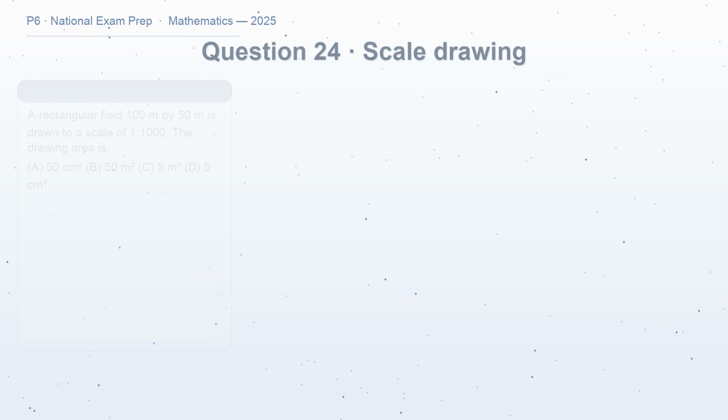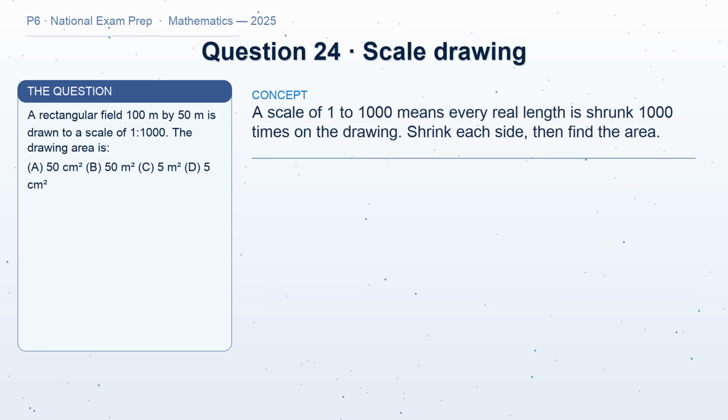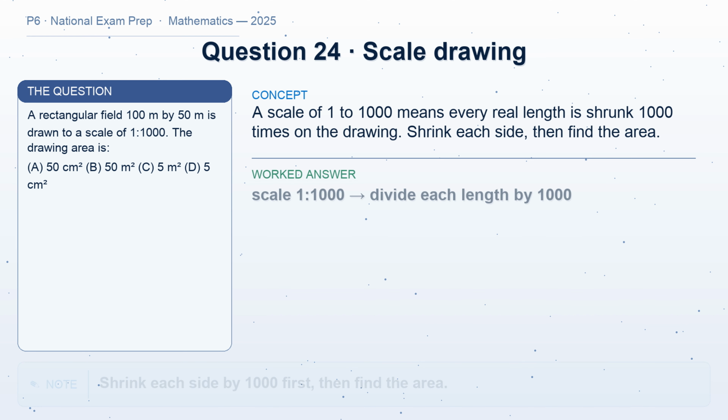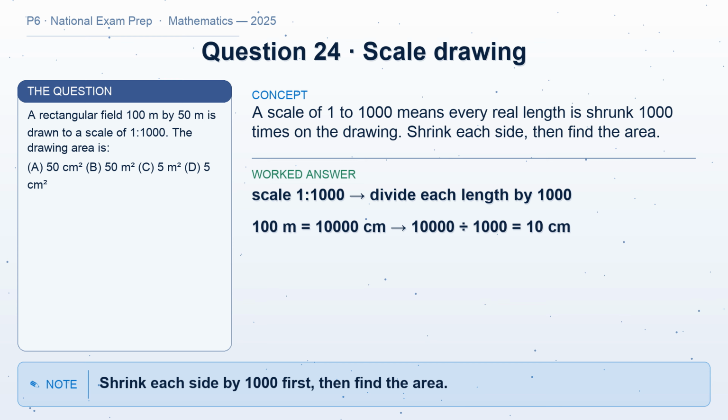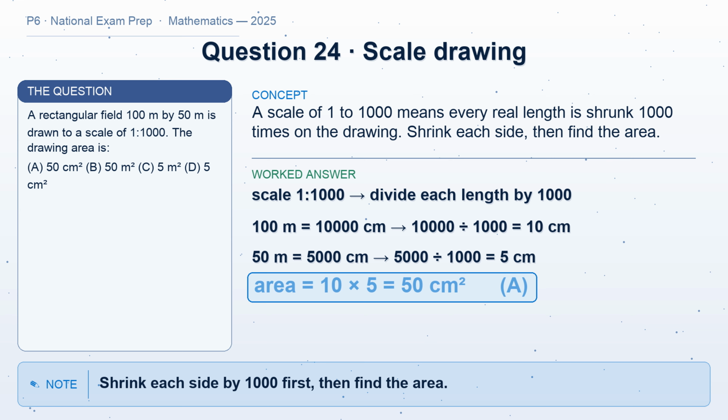Question 24. A rectangular field 100 meters by 50 meters is drawn using a scale of 1 to 1000. Let's find the area of the drawing. A scale of 1 to 1000 means every real length is made 1000 times smaller on the paper. It helps to work in centimeters. 100 meters is 10,000 centimeters, and dividing by 1000 gives 10 centimeters. 50 meters is 5,000 centimeters, and dividing by 1000 gives 5 centimeters. Now find the area of the drawing. 10 times 5 is 50. So the drawing area is 50 square centimeters, which is option A.